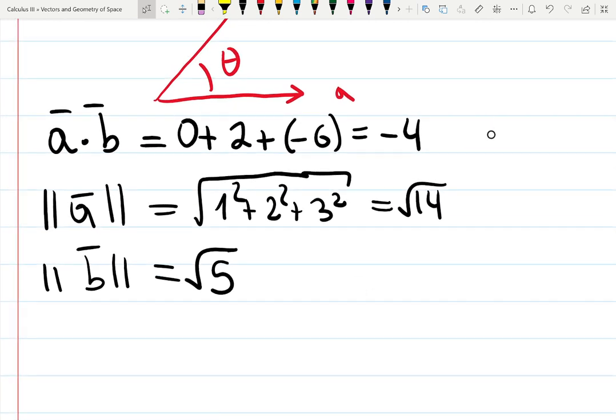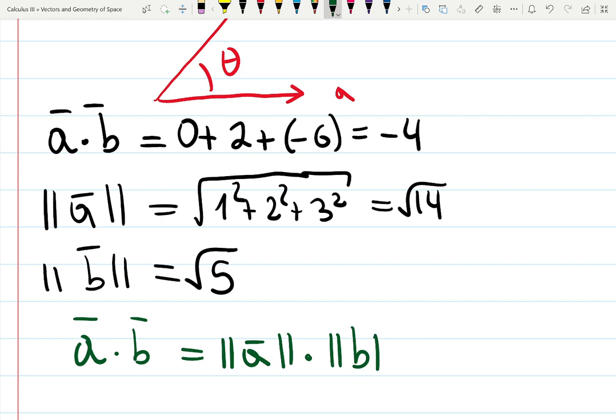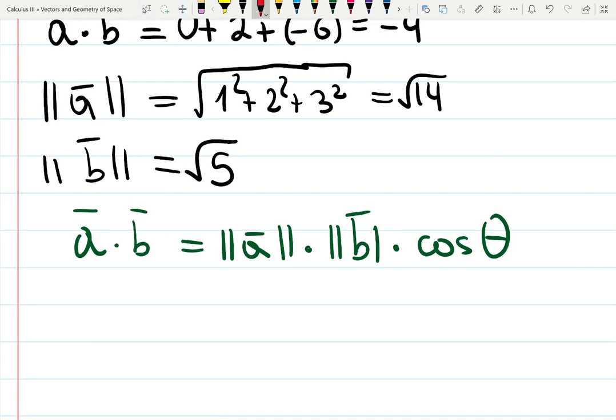So what we're doing here is we have the formula, right? A dot B equals, so what are we doing here? We have size of A times size of B times cosine of theta. So we got everything we need.